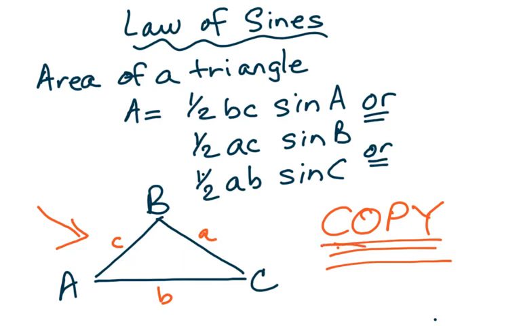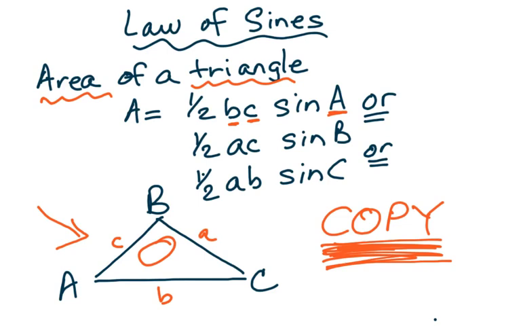So you'll notice here in red I've written down "copy." I want you to copy all of this in your notes, and it's to find the area of a triangle. If we know two side lengths, of A, B, or C, and then we know one of the angles, we can find the whole area of the triangle.